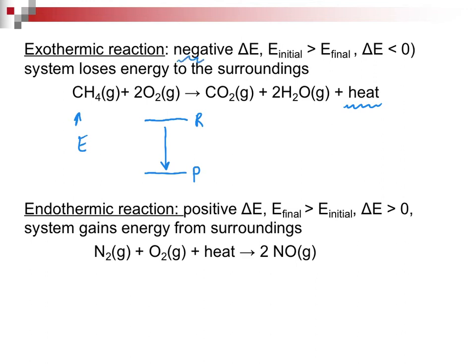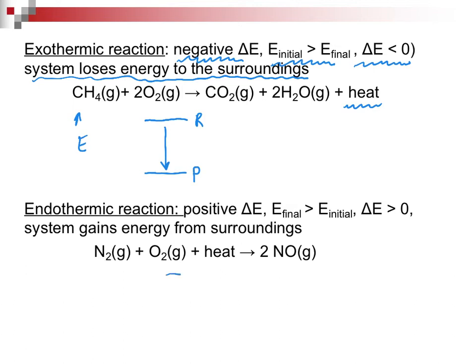Notice the different ways to describe it. Negative delta E, E initial higher than E final, delta E less than 0, that's the previous slide. Or we could also say the system loses energy to the surroundings. Now, I am convinced this is what makes Gen Chem very challenging, because one thing may be described in so many different ways. That is for an exothermic reaction.